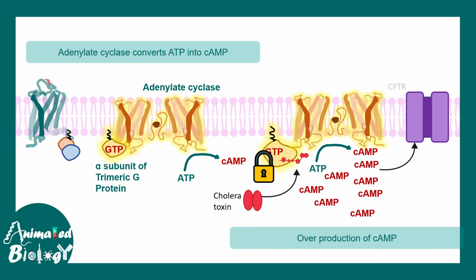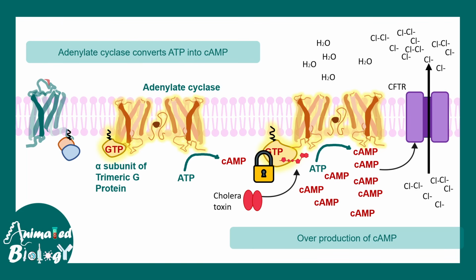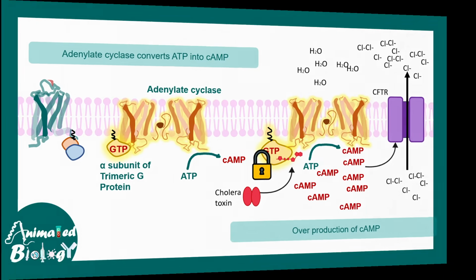Specialized channels which are cyclic AMP gated, known as CFTR, are open. Now at this point, a lot of chloride gets out of the cell, and following chloride, a lot of water is also expelled out of the cell. That leads to that diarrhea kind of situation in cholera. So now we understand how dysregulation of the second messenger signaling might be underlying the pathology of a disease.